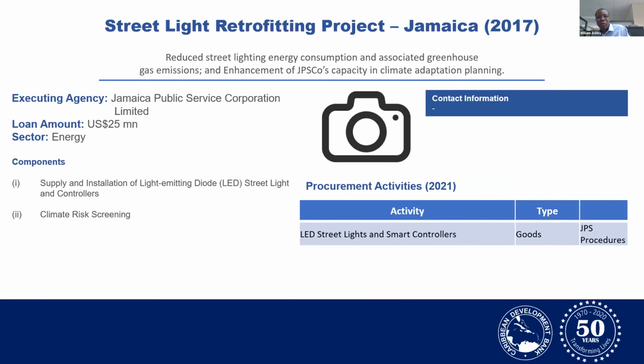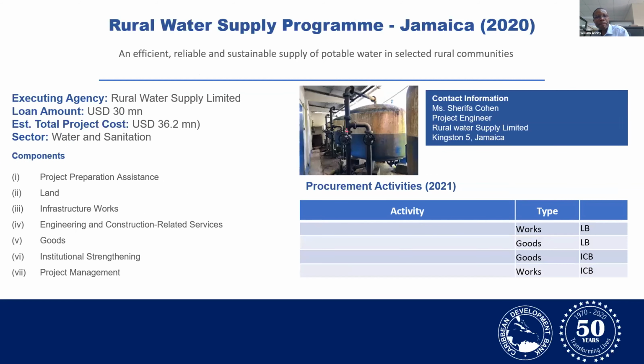Mentioned streetlight retrofitting. So we've still got an opportunity in Jamaica for streetlights and smart controllers in a streetlight retrofitting project there. And that's using the procurement procedures of the company, Jamaica Public Service Corporation.